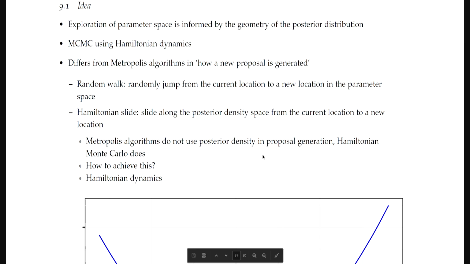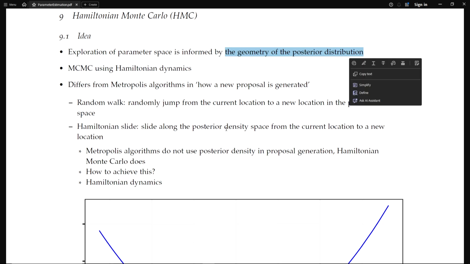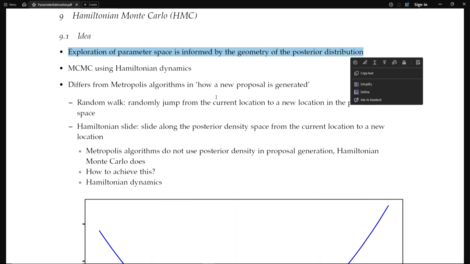Just to recap what we discussed so far yesterday. The idea behind HMC sampling is that we want to use the geometry of the posterior distribution to inform our proposal generation. We do not want to randomly walk on a flat surface to explore the posterior distribution, but we want to use the geometry of the likelihood and prior. So, the exploration of parameter space is informed by the geometry of the posterior distribution.